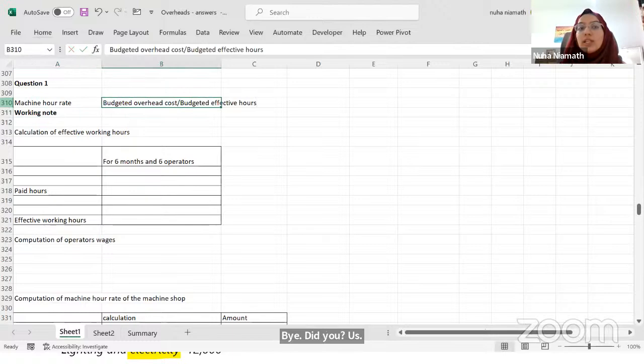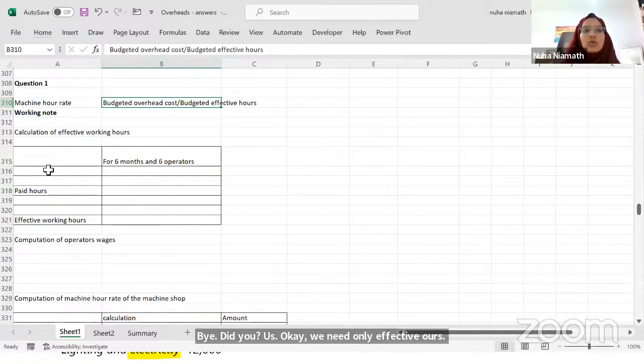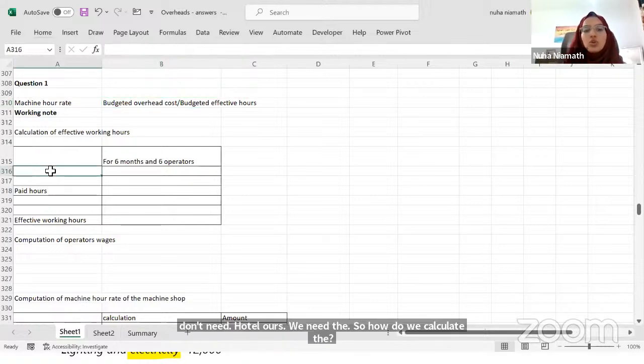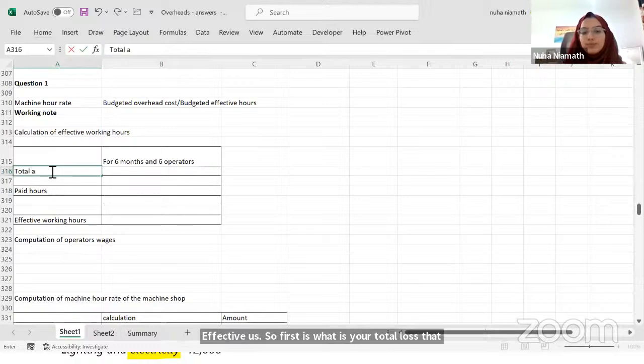Okay, we need only effective hours. We don't need total hours. We need the effective hours. So how do we calculate the effective hours? So first is, what is your total hours that is available?